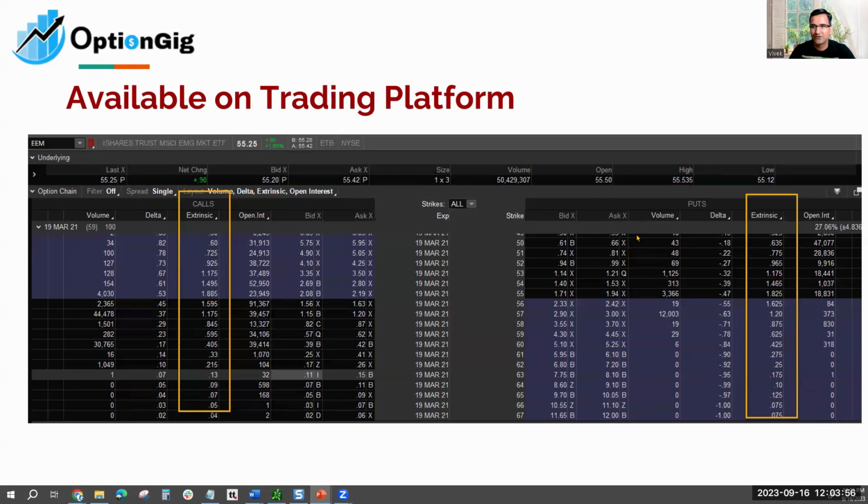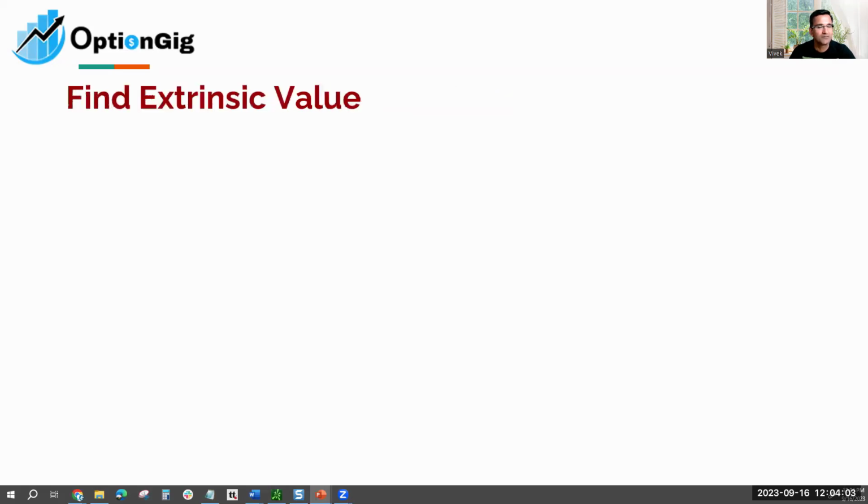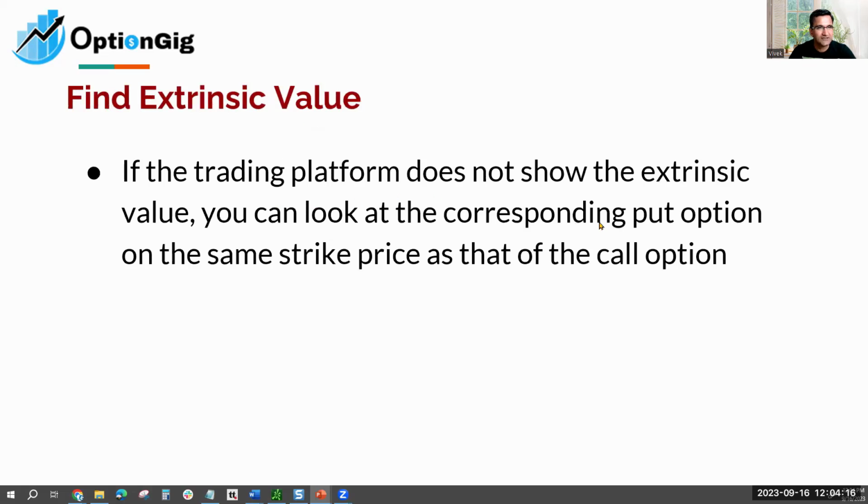But let's say you don't have Thinkorswim. Tastyworks also shows the extrinsic value. But say your brokerage platform doesn't show you the extrinsic value. Is there any other way for you to guess what the extrinsic value of that option would be? If it doesn't show the extrinsic value, let's say you sold a call option and there's a dividend coming up, and you want to know the extrinsic value left in that call option at that strike price. Go and look at what the put option is being sold at. It's not an exact match, but it will be fairly close to the extrinsic value left in your call option.